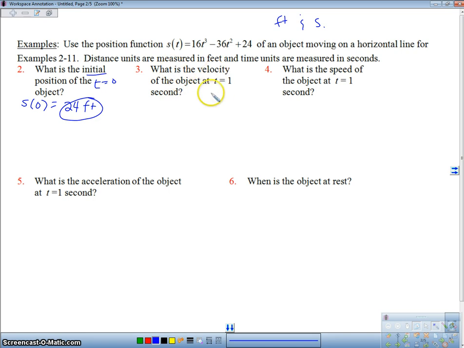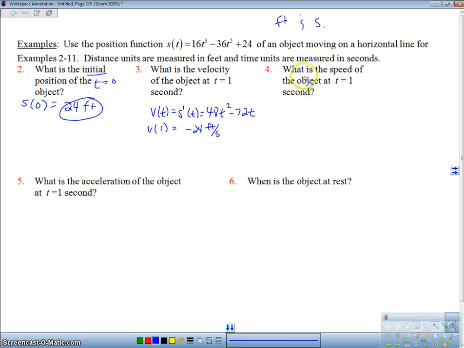What is the velocity of the object at t equals 1 second? So we've got to find the velocity function, and that's the derivative of position. So we're going to get 48t squared minus 72t, and we're going to plug in 1. When we do that, we're going to get negative 24 feet per second. Velocity is in feet per second.